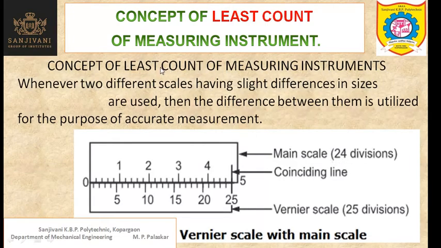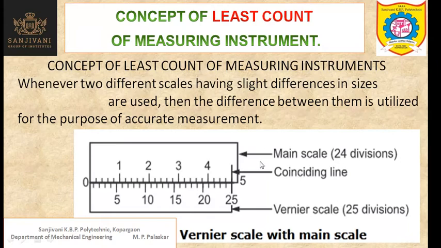Again, let us study in detail the least count of the vernier caliper. So the concept of least count of measuring instruments: whenever two different scales having slight differences in sizes are used, then the difference between them is utilized for the purpose of accurate measurement. So we are using two scales, one is the main scale, another is the vernier scale.